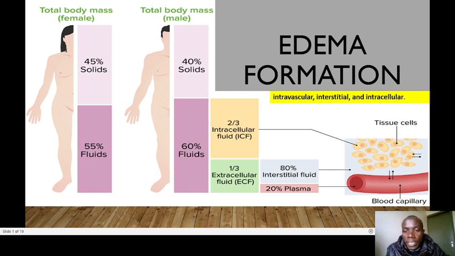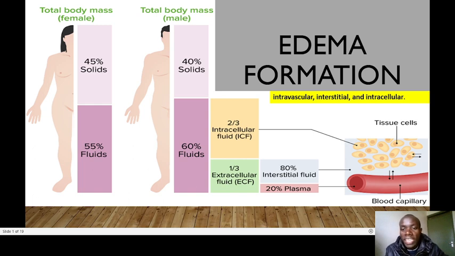Remember, before even we get here, our bodies are divided into two different parts. We have the solid part and the fluid part. In the females, 55% is made up of the fluids, whereas 45% is made up of the solids. This is different from males, where when you look at the total body mass of a male, 40% is made up of the solids, whereas 60% is made up of the fluids.